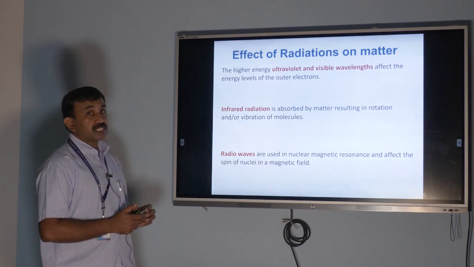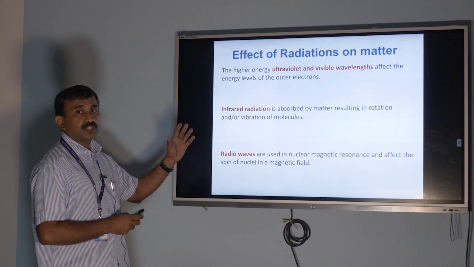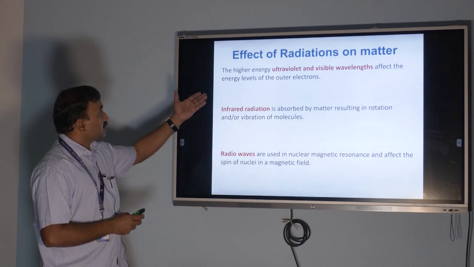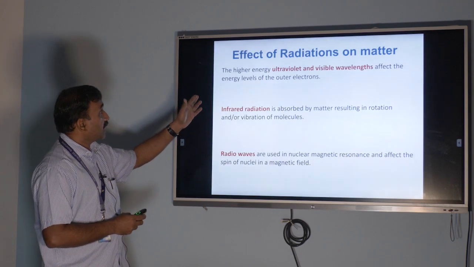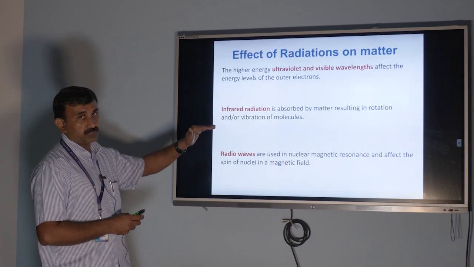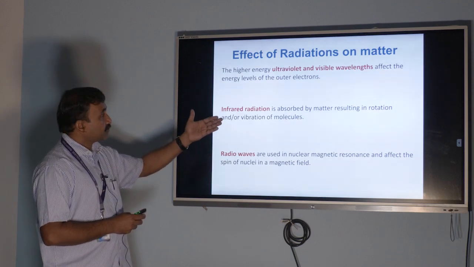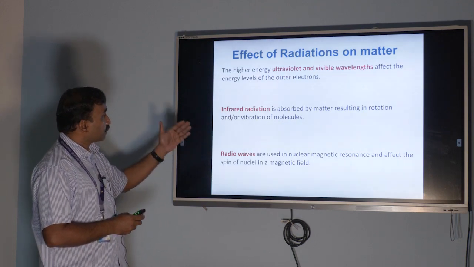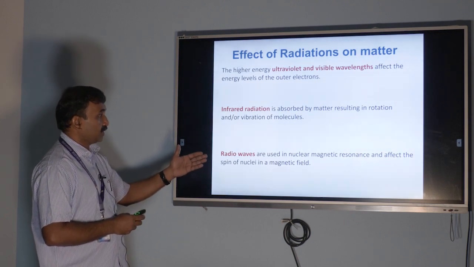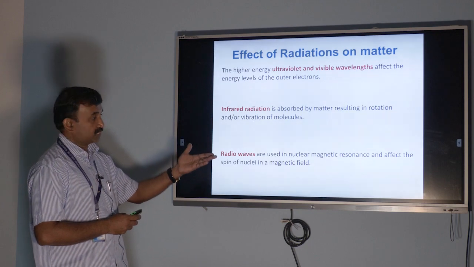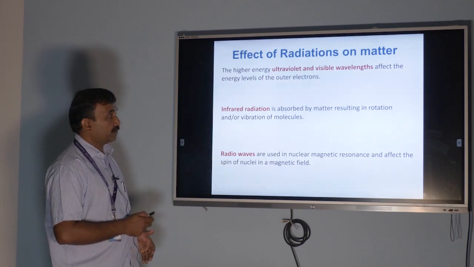Effect of radiations on matter. What are the effects when radiation interacts with the matter? High energy ultraviolet and visible wavelengths affect the energy levels of outer electrons. When infrared radiation interacts with the matter, it is absorbed by matter, resulting in rotation or vibration of molecules. Radio waves are used in nuclear magnetic resonance and affect the spin of nuclei in the magnetic field.